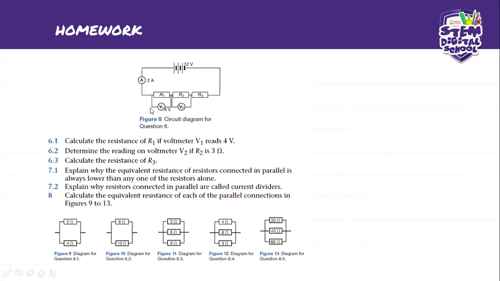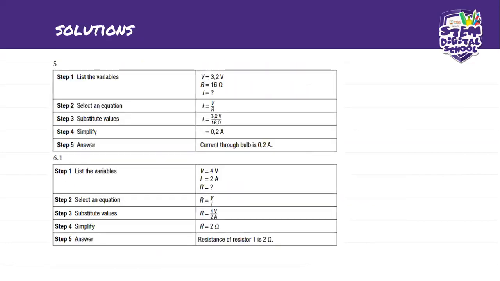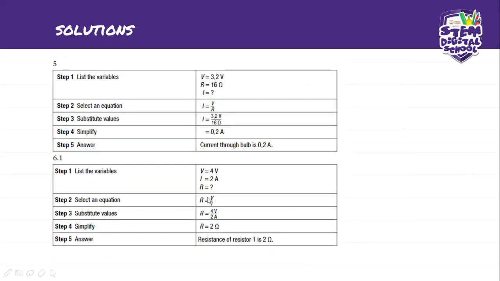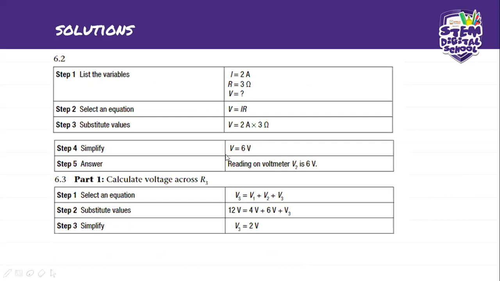So let's go and check that out. I just wanted you guys to see quickly how that worked out. So there we have it. First, we found the resistance for R1, which was 2 ohms, and they wanted the voltage for R2, and we got that as 6 volts, like we already mentioned.